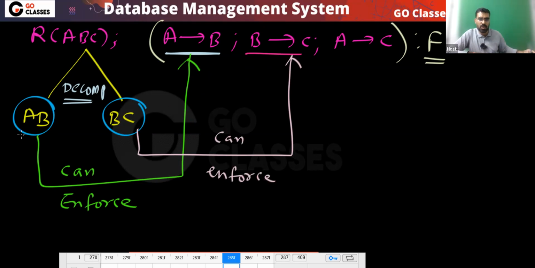Okay, because here you have A determining B. Here you have, and what about this? Do we have to join? Are you getting my point? Do we have to do the natural join?